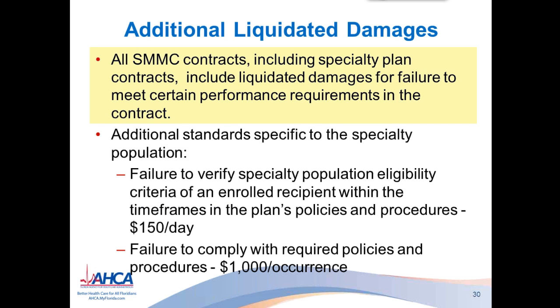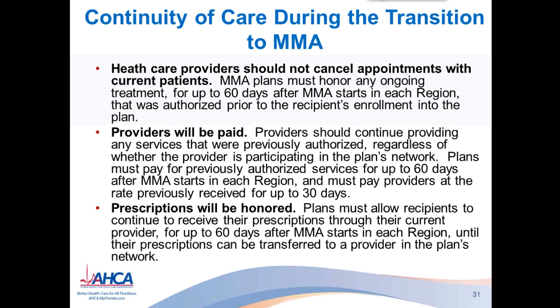Additional liquidated damages. All SMMC contracts, including specialty plan contracts, include liquidated damages for failure to meet certain performance requirements in the contract. Additional standards specific to the specialty population. Failure to verify specialty population eligibility criteria of an enrolled recipient within timeframes in the plan's policies and procedures is a liquidated damage of $150 a day, and failure to comply with required policies and procedures is a $1,000 per occurrence liquidated damage.